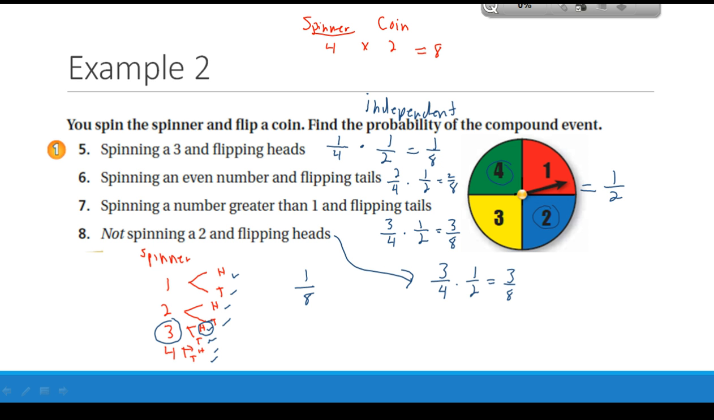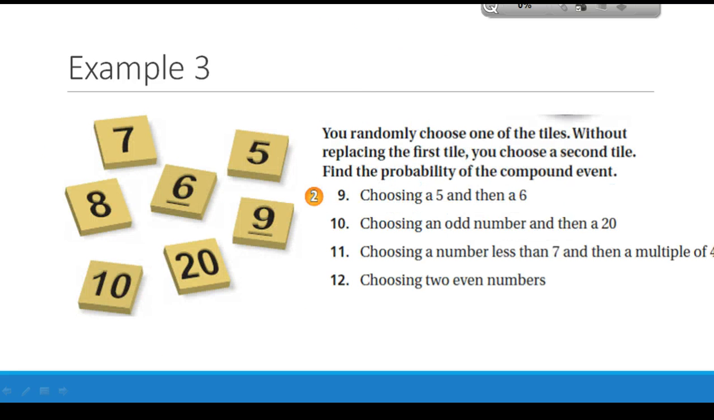Okay, and again, you can use a table to check those out. So like spinning a number greater than 1 means a 2, a 3, or a 4, and flipping tails. So right here we have a 2 with the tail. Right here we have a 3 with the tail and a 4 with the tail, so that's 3 out of the 8 choices. Okay, so if you get stuck, draw your tree diagrams.